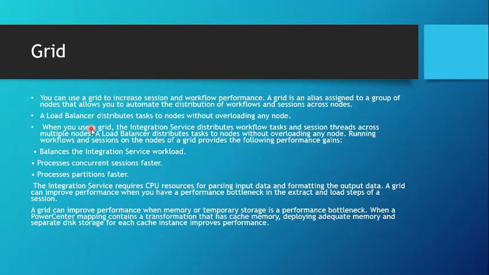Suppose one node is receiving a huge number of tasks. At that time, suppose we restrict that this node can handle only two or three tasks. If more than two tasks come in and a third task arrives, at that time we transfer that task to other nodes. This is called the load balancer. A load balancer distributes tasks to nodes without overloading any node.